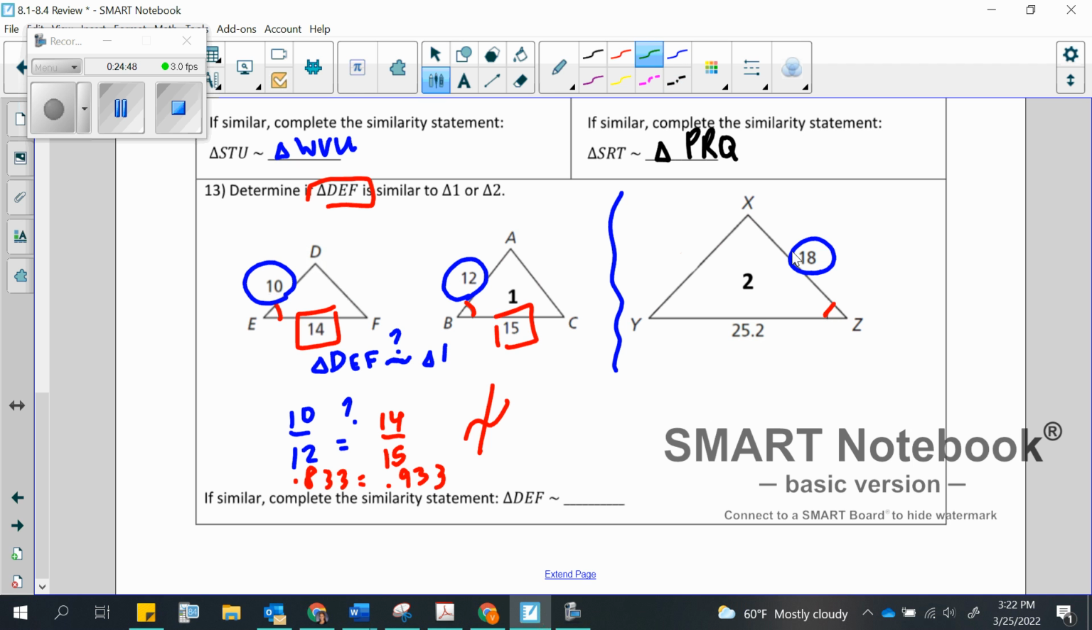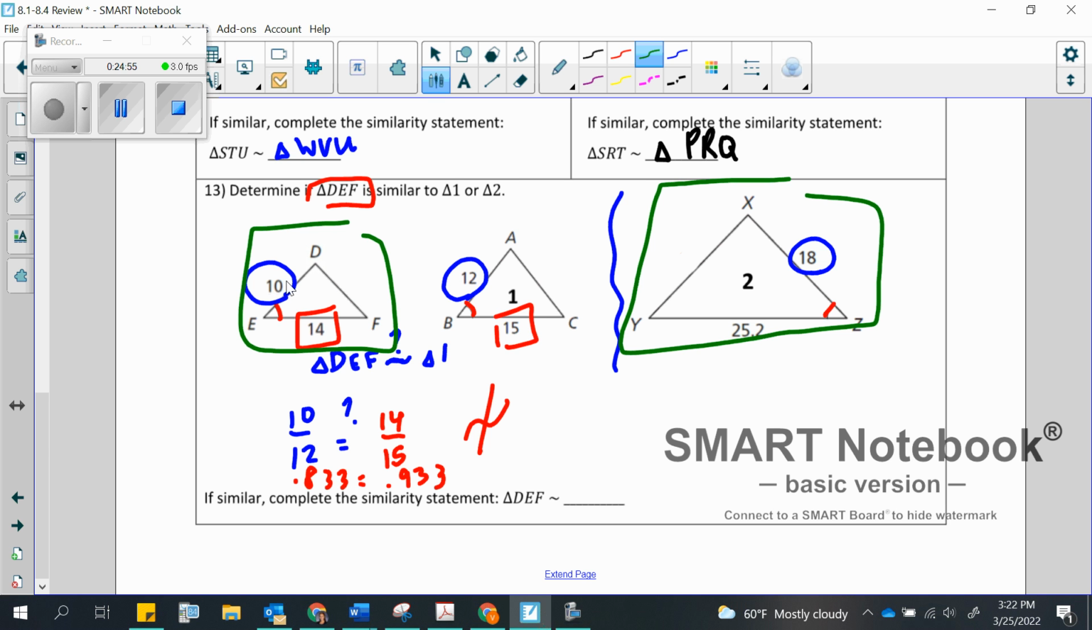Now we're going to do the same thing with DEF and triangle 2. So we're going to say, okay, 10 over 18, smallest two sides.